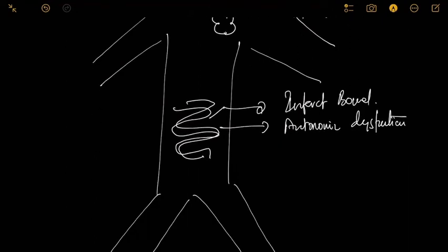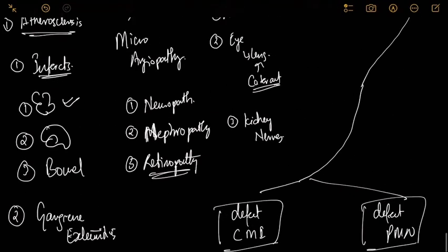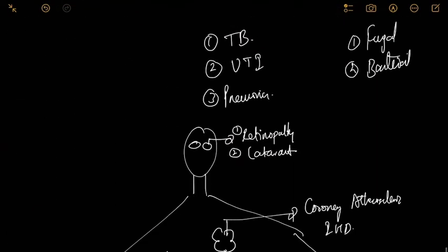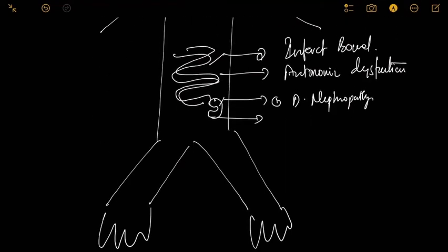Now let's come to your kidneys. On the kidneys, what did we see? We saw two things. One, we saw your diabetic nephropathy under the heading of your microangiopathies, of your microvascular, and we also saw urinary tract infection.